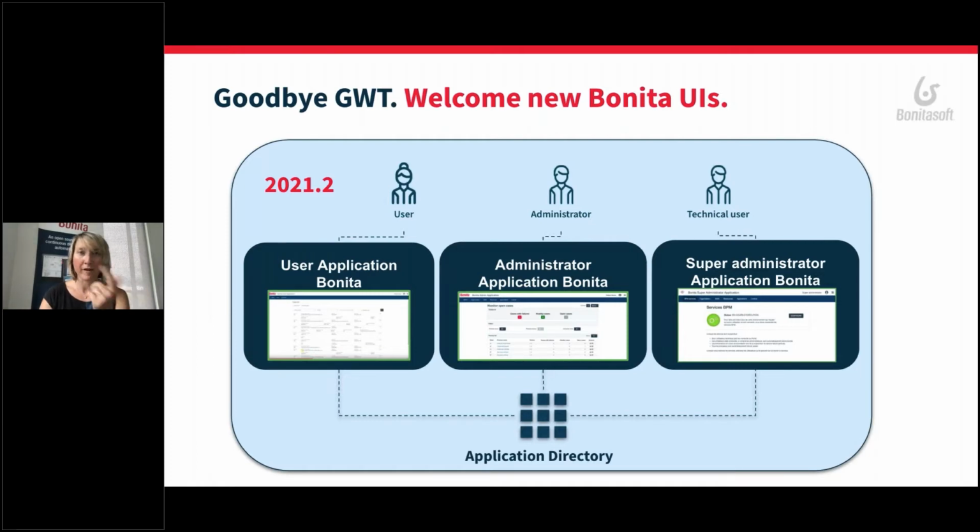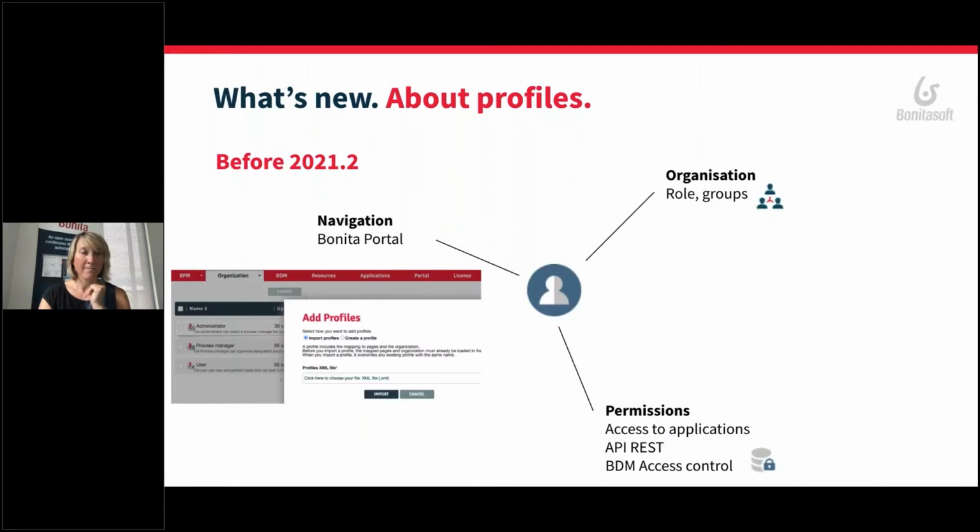But what about profiles? Yes, you're right, they have changed as well. That's the profile before 2021.2. So just to make it clear for everyone, when we talk about a profile, we talk about 3 axes. The first one is the organization. A profile is linked to a role, to groups, to users. So it's linked to the organization. It will be the link between the organization and its usage.